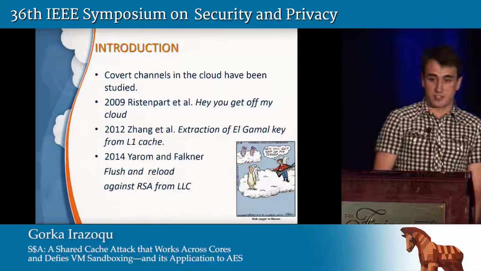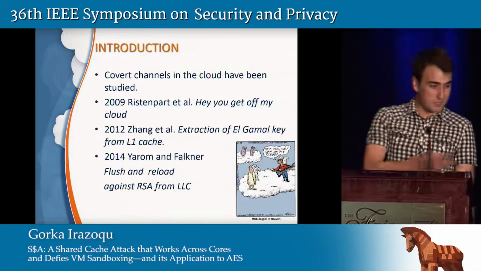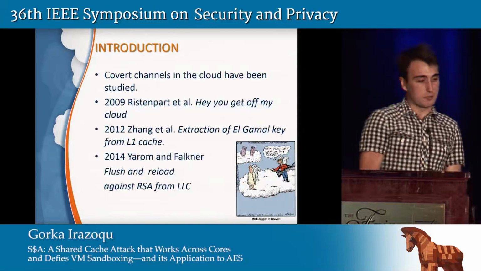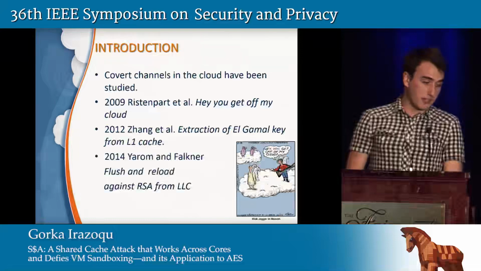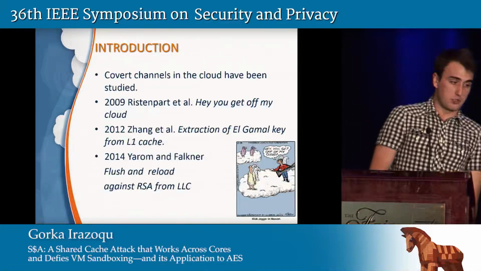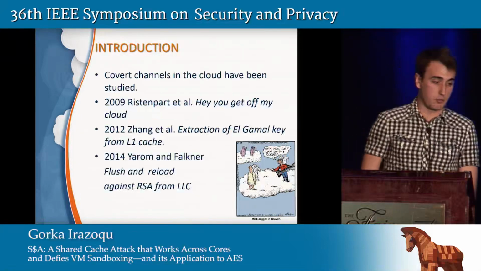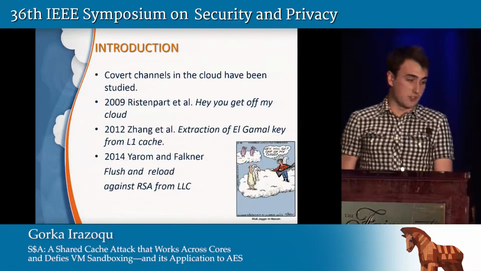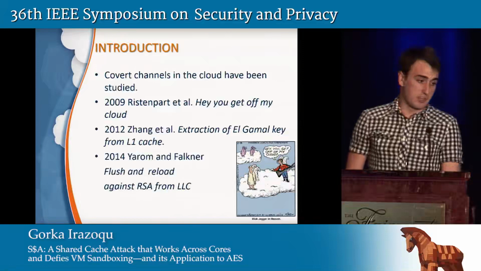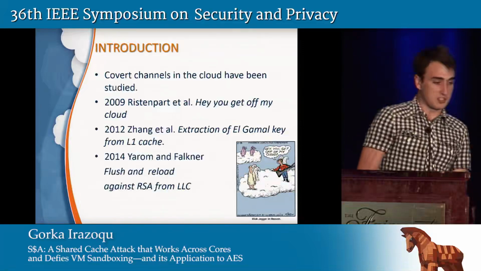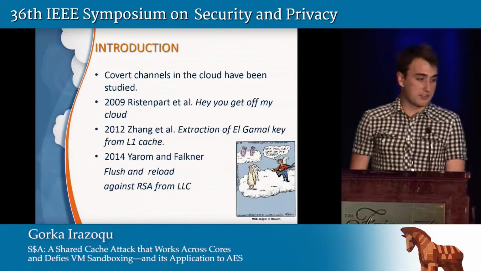I guess our session chair can call the first paper. So the Hey, You, Get Off My Cloud paper, where they were able to co-locate a virtual machine with a potential victim in Amazon EC2, and even figure out the traffic thanks to cache monitoring.